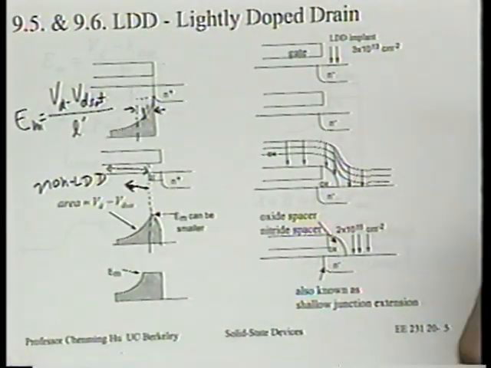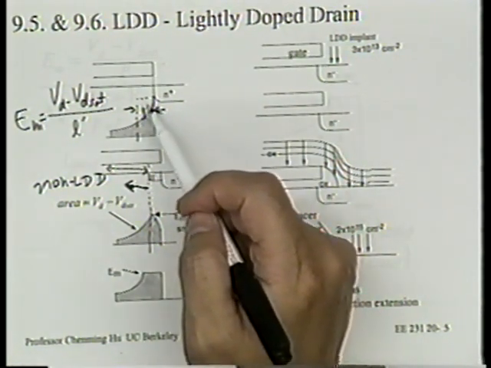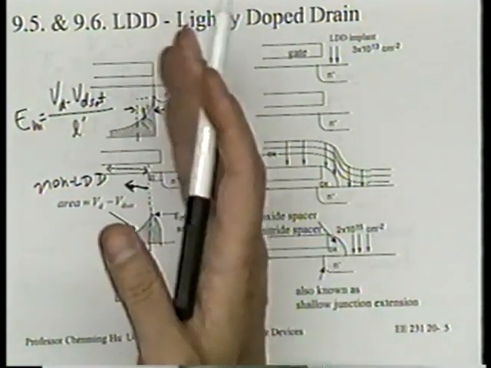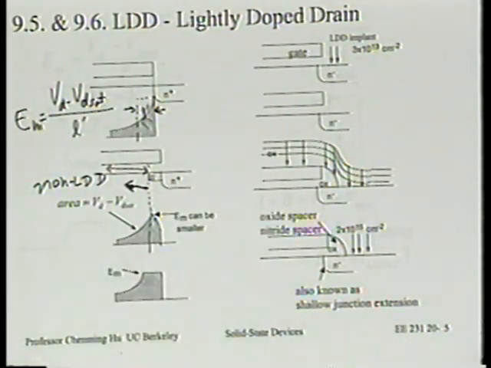The reason is we're not forcing the electric field, or we're not forcing all the voltage to drop on the channel side. We're allowing some of the voltage drop inside the drain. That's another way to think about LDD. Do you follow what I'm saying? Yes?